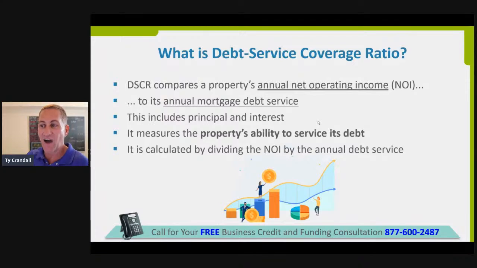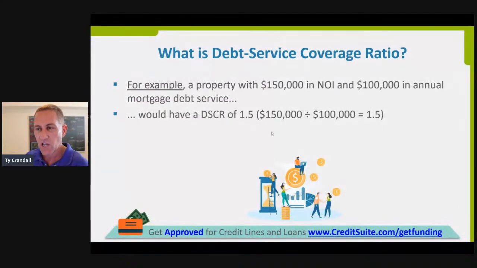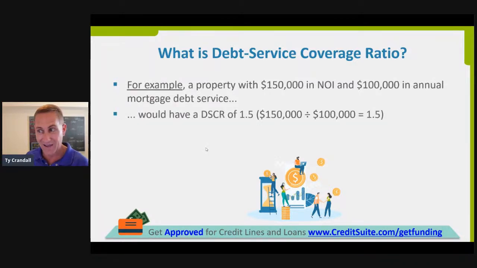And it's calculated by dividing the NOI, which remember is net operating income, by the annual debt service. We're going to take a look at an example here, seeing what that means. So for example, a property with $150,000 in net operating income, that's the net income it's generating from its rentals. Okay, and $100,000 in annual mortgage debt service, that's your mortgage payment. So in this case, you pay $100,000 for mortgage payments, you get $150,000 in rents on the property. Well, that would give you a DSCR of 1.5.